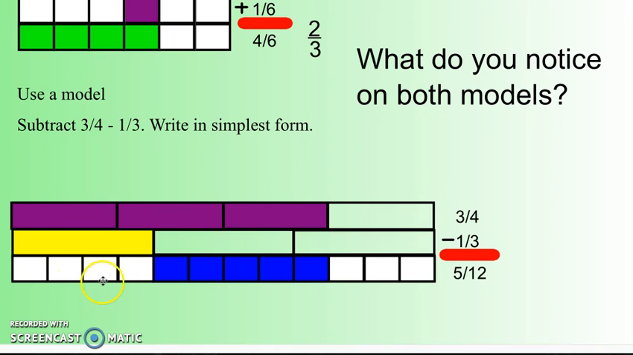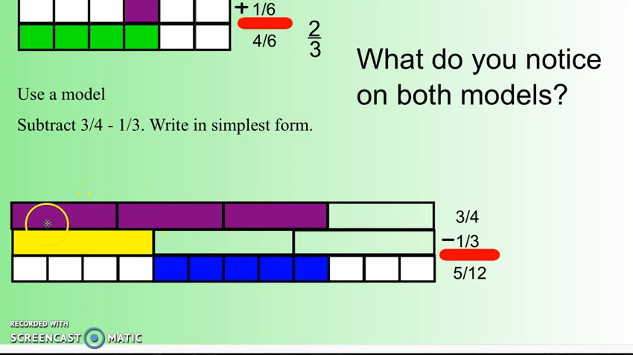Well, if you notice, if we separate everything into 12ths, 4 equal parts here, 4 equal parts here, 4 equal parts here, look what we have. Where it stops overlapping, because we're taking this part away, this is what's left over in blue. We have 1, 2, 3, 4, 5. 5/12 that is left over. So 3/4 minus 1/3 is equal to 5/12.